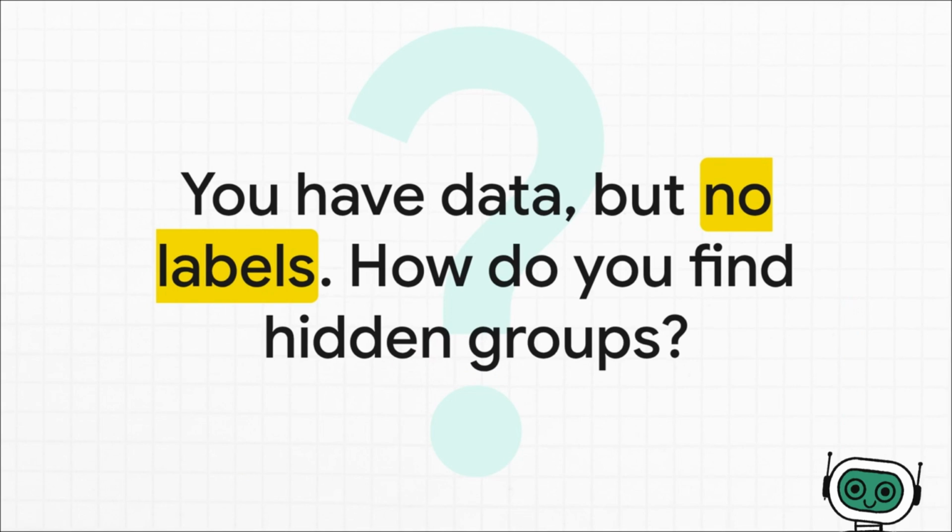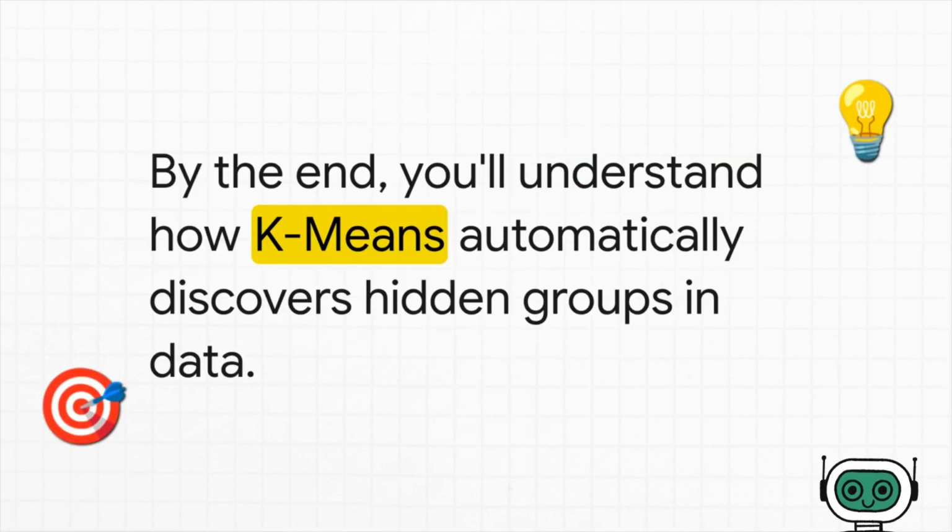This is a really common problem. You have all this raw data, but no predefined categories, no neat little tags to work with. The patterns are probably in there, but they're invisible to you. Well, that's exactly what an algorithm called k-means is for. And by the end of this explainer, you're going to have a really solid intuition for how it automatically finds those hidden groups for you.